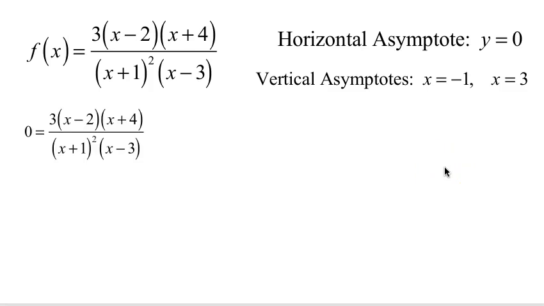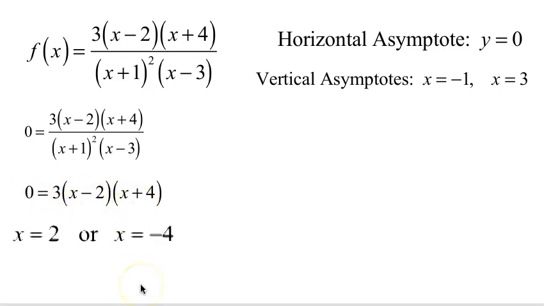My next goal is to find the x-intercept, so I'm going to set y, or f of x, equal to 0. If a fraction is 0, the top is 0. So therefore, x would be 2 or negative 4 when y is 0. So those points, (2, 0) and (negative 4, 0), would be my x-intercepts.